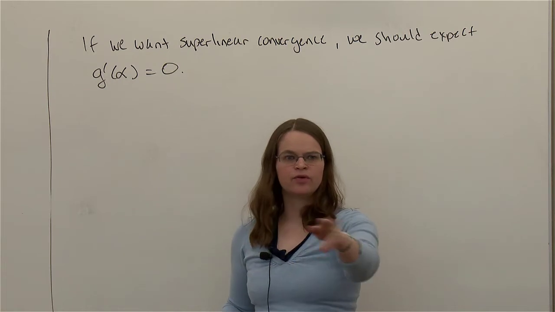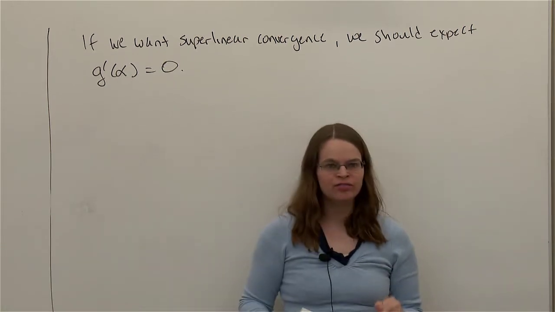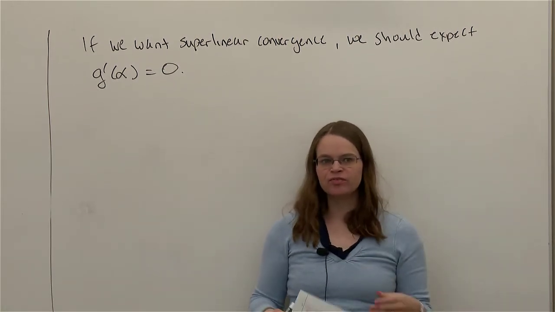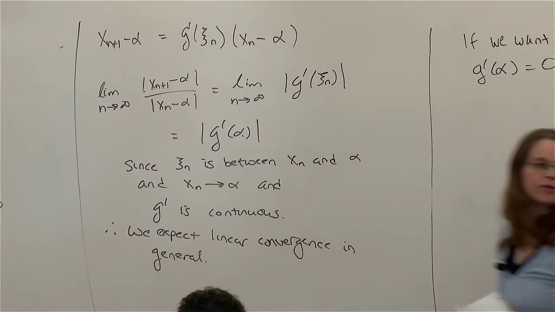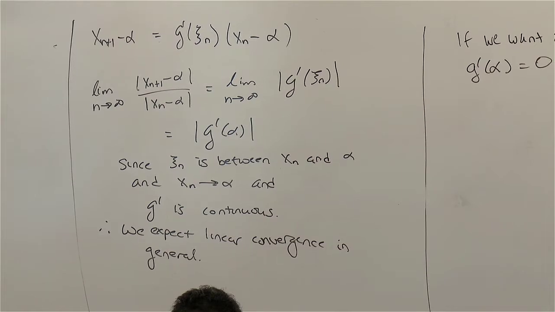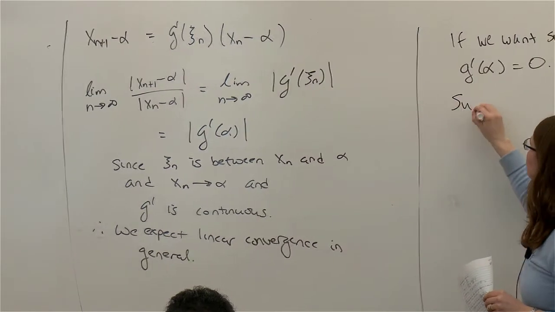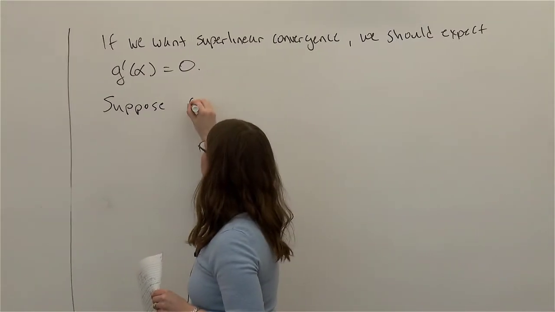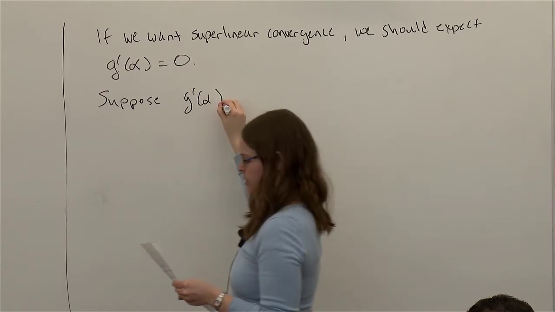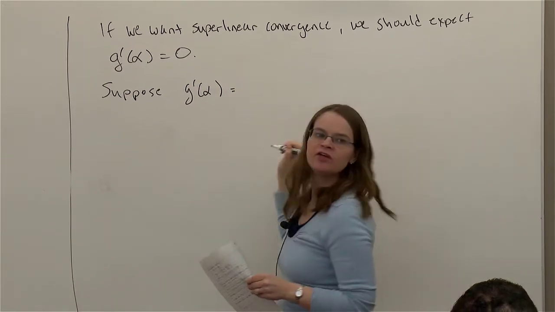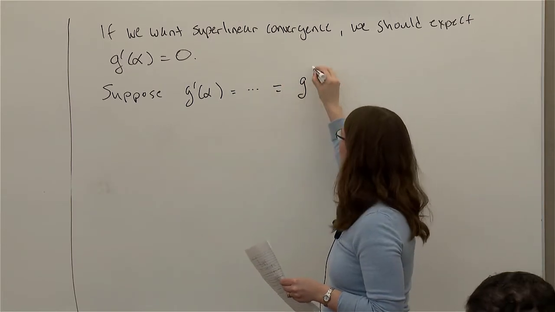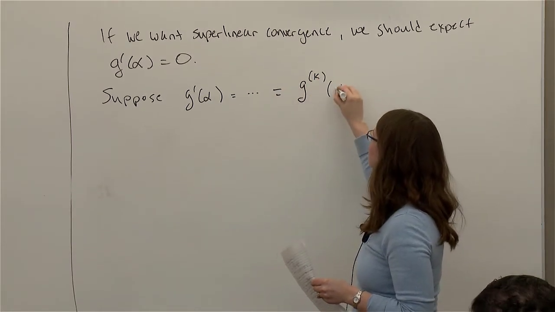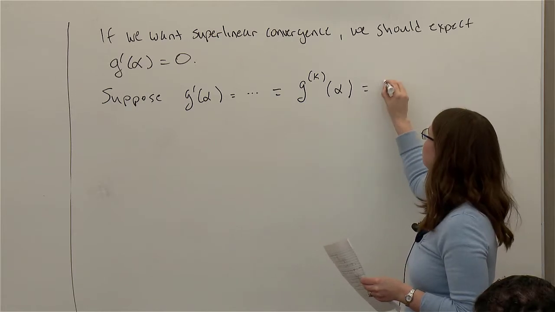I think it was you that asked what about higher derivatives? Well, maybe the more derivatives we get equal to 0, the farther we can push this. So let's try to justify that. Let's suppose that g prime of alpha equals 0, and maybe g double prime of alpha equals 0, all the way up to the kth derivative of g being equal to 0.